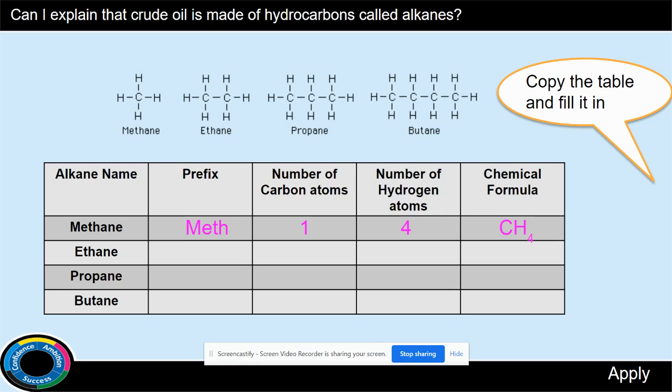If there was only 1 carbon, you don't need to write 1. C will be sufficient. On the next slide will be the answers. Fill it in, see how you get on.